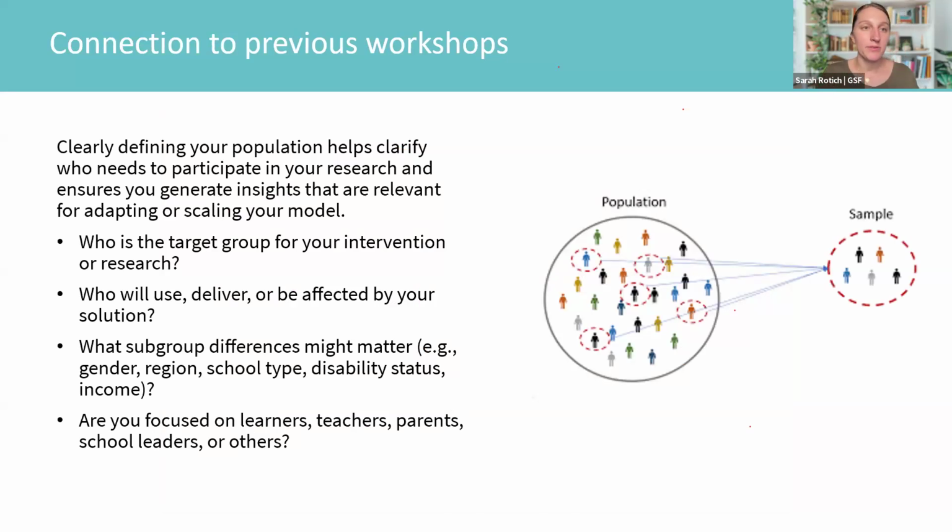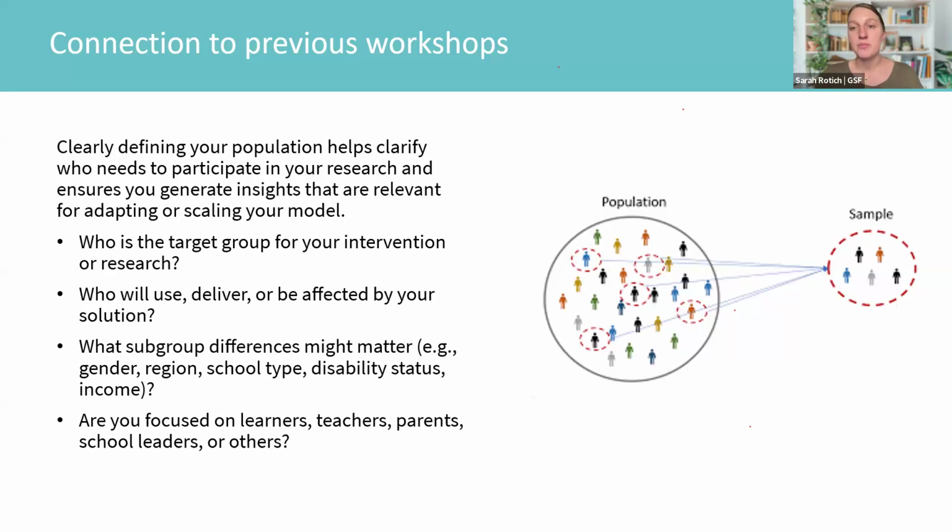And one really important step when you're thinking about getting started with quantitative research is thinking about who you want to learn about. Who is your population? So that's the target group, either for your intervention or for your research. You'll want to think about who's using, delivering, or being affected by your solution, the kinds of subgroup differences that might matter, like gender, region, school type, disability status, or income. And you'll want to think about whether you're most interested in learning about your learners, about teachers, parents, school leaders, or some combination of those different groups.